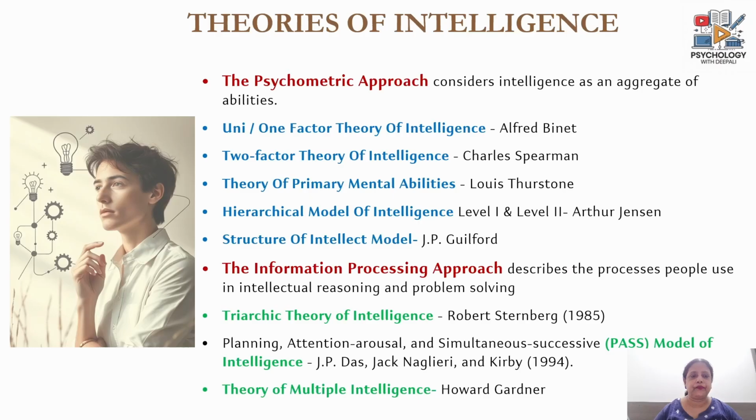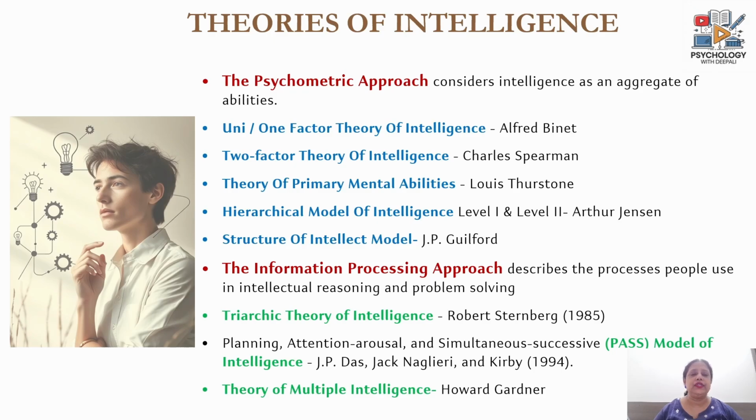Now, if you look at all the theories of intelligence, as I told you earlier, there are two main approaches. There are different theories under the psychometric approach, and different theories under the information processing approach. The psychometric approach considers intelligence as an aggregate of abilities, and has the Unifactor or one-factor theory, the two-factor theory, the theory of primary mental abilities, the hierarchical model, and the structure of intellect model. Under the information processing approach, which focuses on the processes people use in intellectual reasoning and problem solving, you have three theories: the triarchic theory of intelligence, the PASS model, and the theory of multiple intelligences by Howard Gardner.